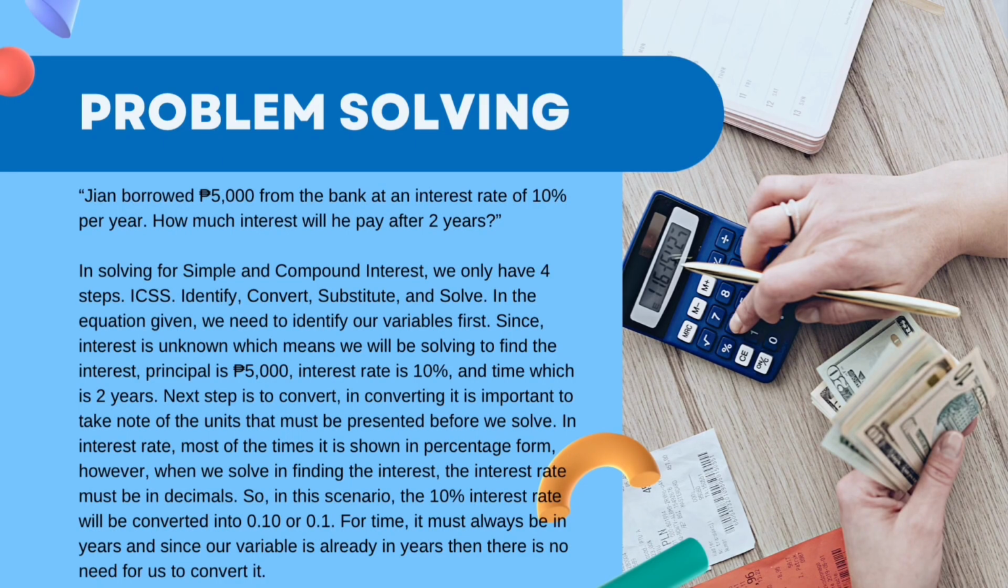Next step is to convert. In converting, it is important to take note of the units that must be presented before we solve. In interest rate, most of the time, it is shown in percentage form. However, when we solve, the interest rate must be in decimals. So in this scenario, the 10% rate will be converted into 0.10 or 0.1. For time, it must always be in years. Since our time is already in years, there's no need for us to convert it.